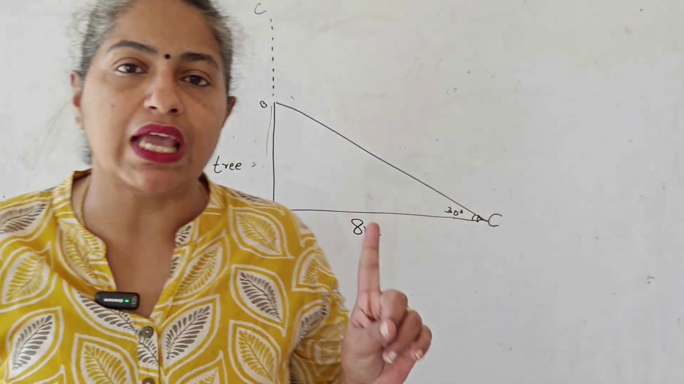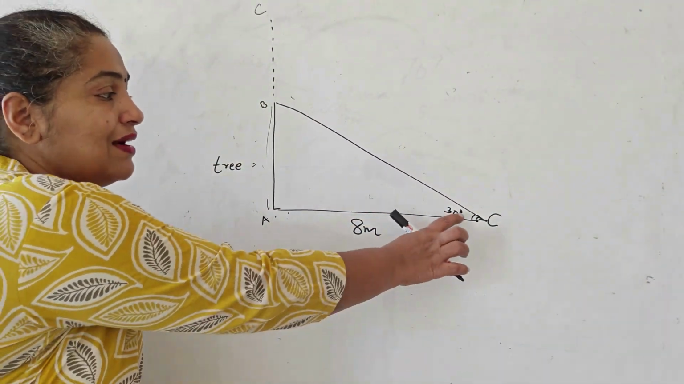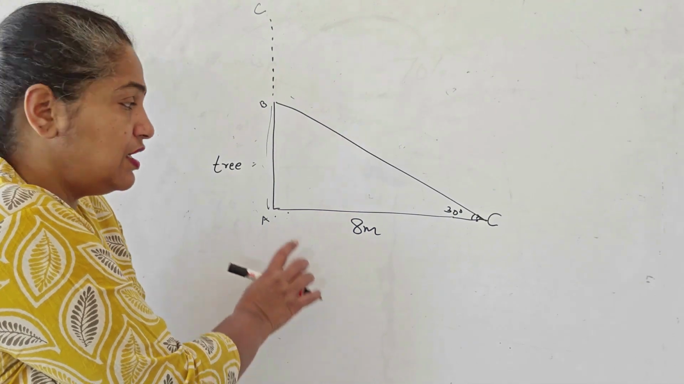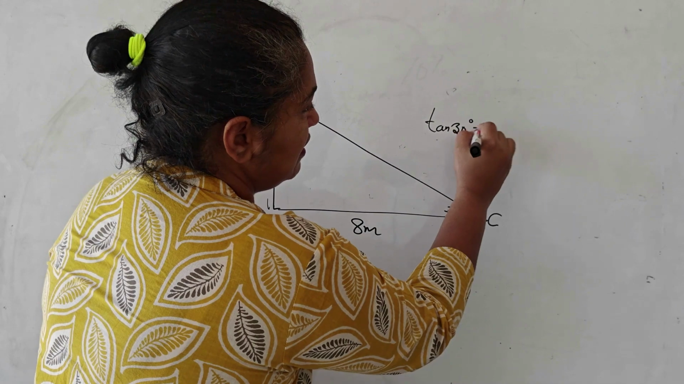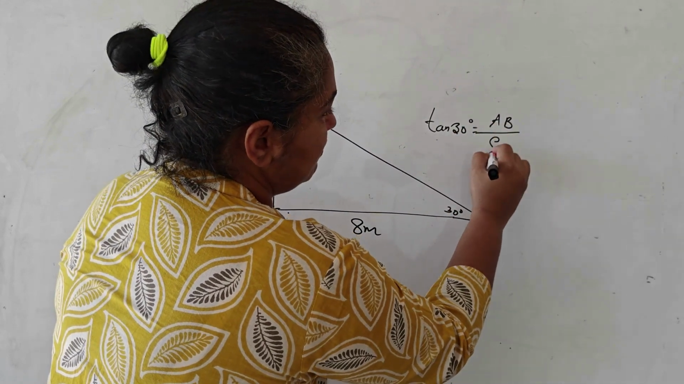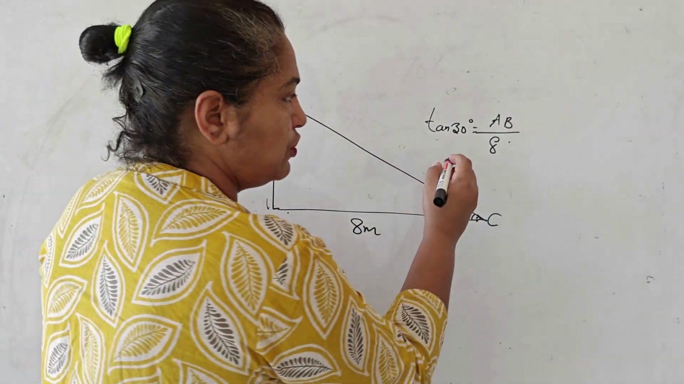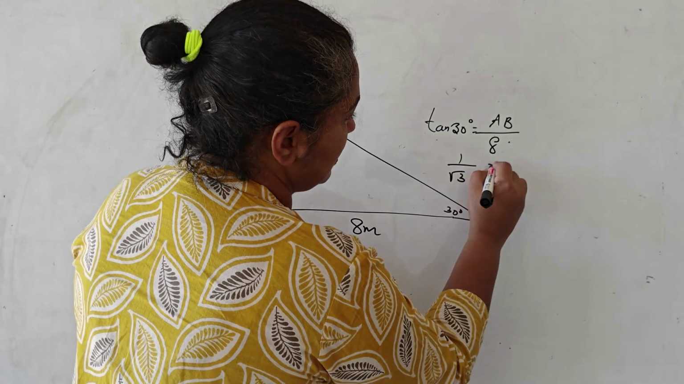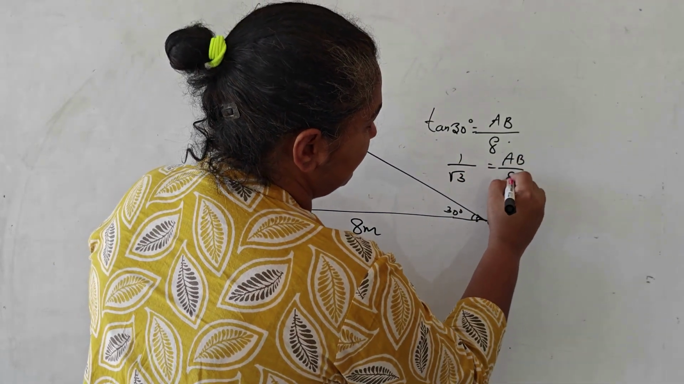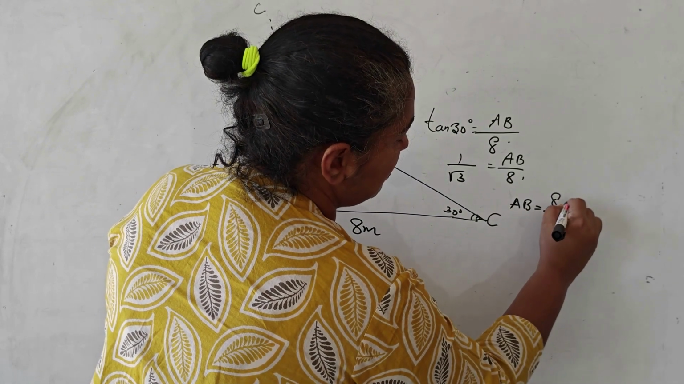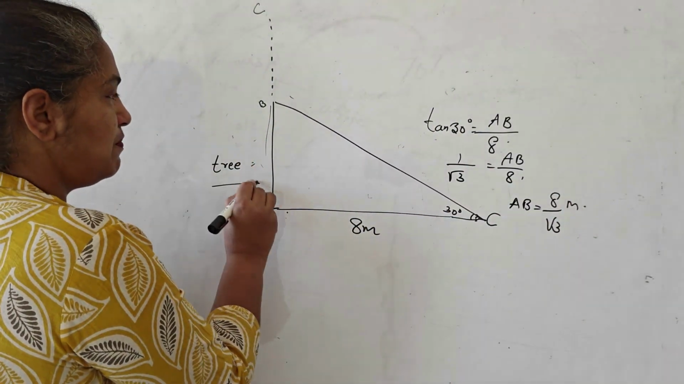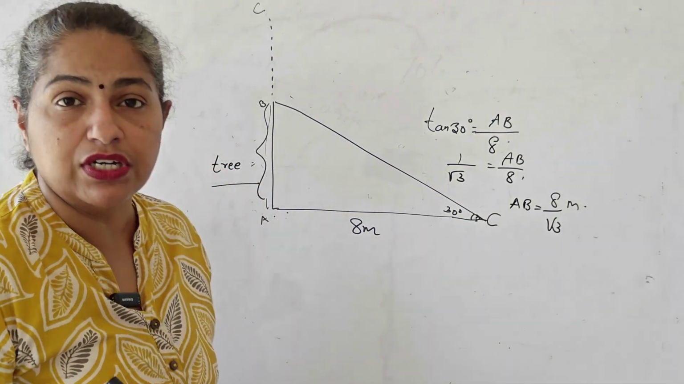So which trigonometric ratio would you use? You know the adjacent side of 30 degrees over here. We can use tan 30, giving us opposite side divided by adjacent side. So you know tan 30 is 1 by root 3, or I can say that AB is 8 by root 3 meters. So this part we have gotten the length.